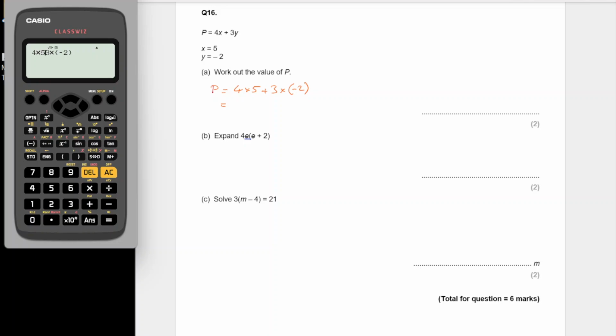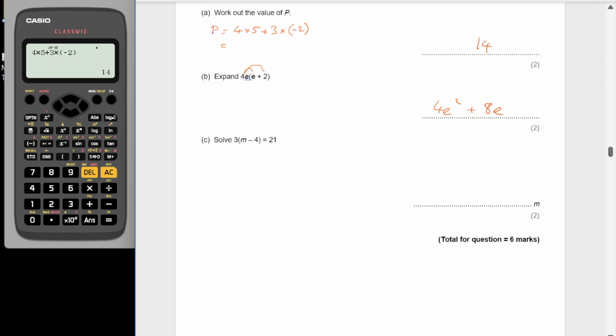And obviously I'll need to type it in correctly for the calculator to work. So we've got 14 there. Okay, expand. So I tend to use this kind of over construction line method. So 4e times by e would give me 4e squared. And then 4e times by 2 would give me 8e.